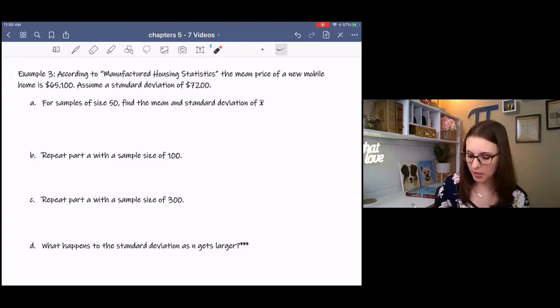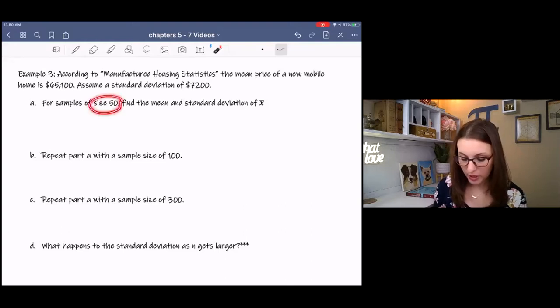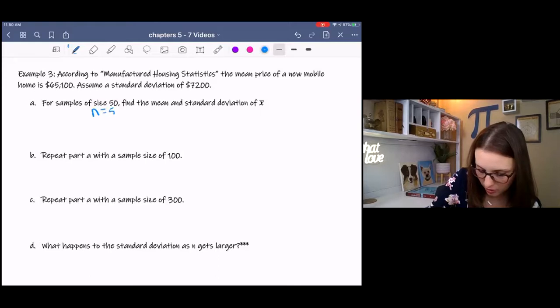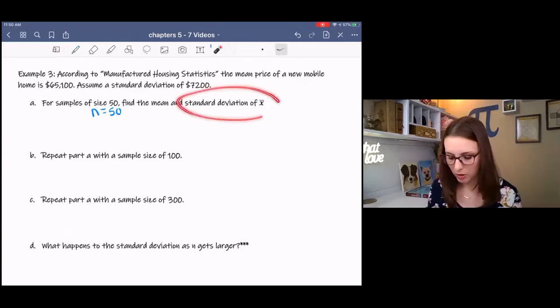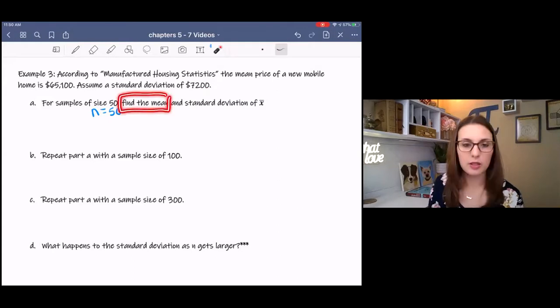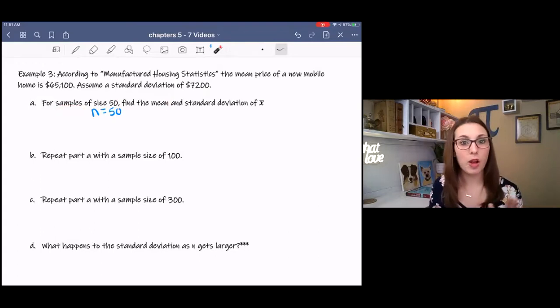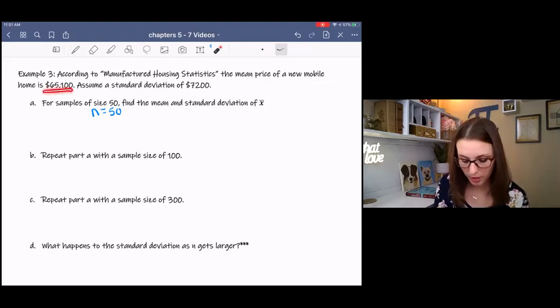Now, let's think about this for just a minute. The sample is size 50. That's important. That's n. But that's not going to play into the mean. It's only going to play into the standard deviation. The mean is going to be equal to what? If I'm saying I've pulled all these samples, samples, that's plural, of size 50. I've pulled all these samples of size 50. I found the mean of all the samples. What is going to be the mean of the sample means?